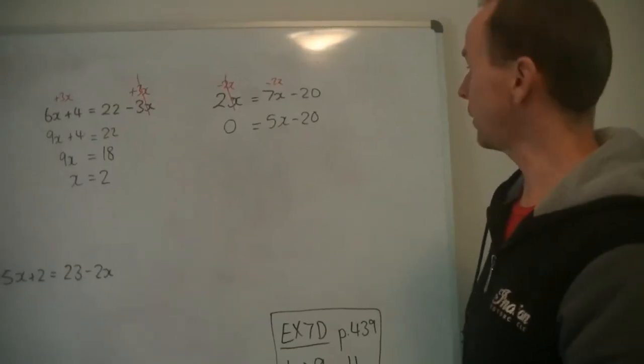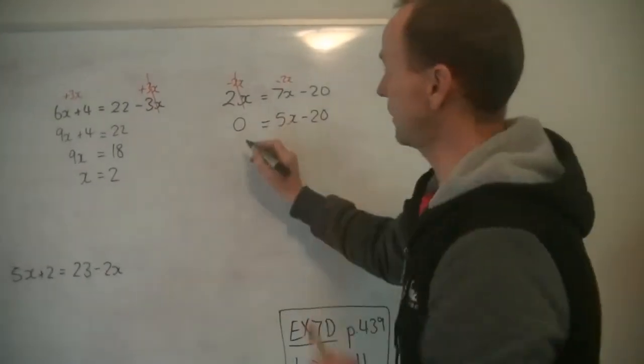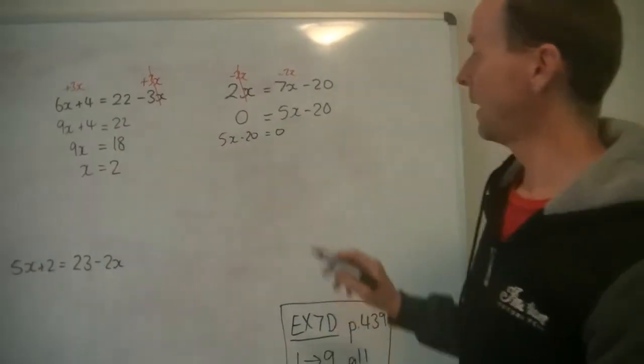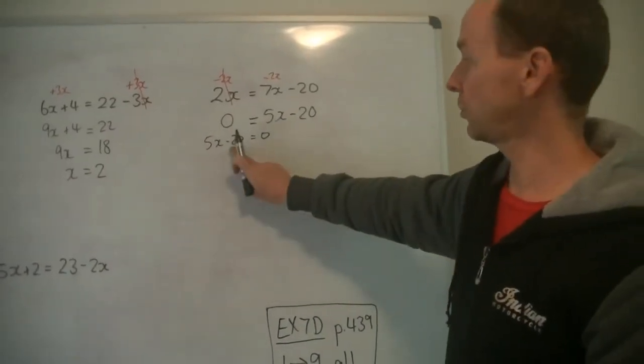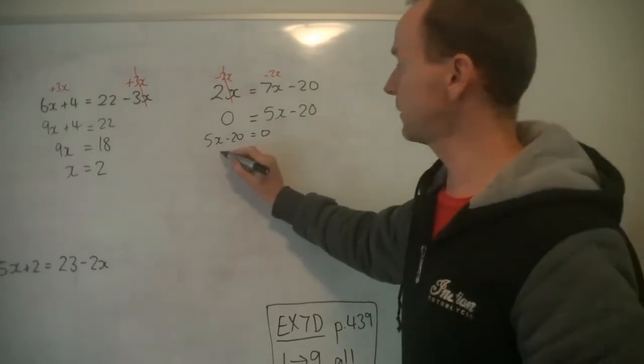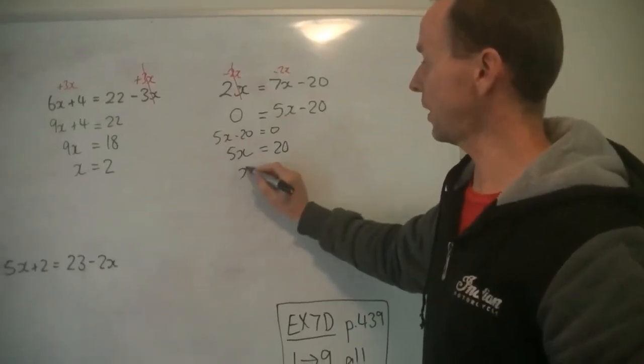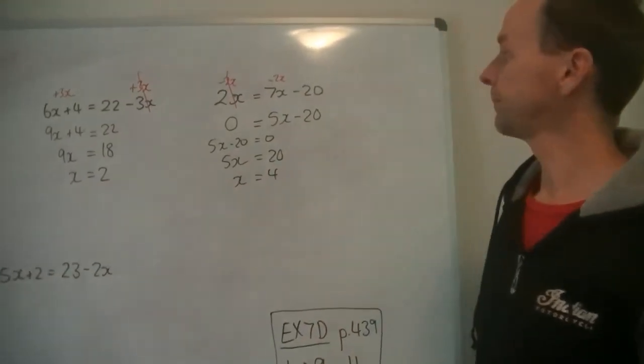Now what do we do now? I'm just going to, first step, bring it all to the left. So 5x minus 20 equals 0. Now, we just work it out like normal. Bring the plus 20 to both sides. So you get 5x equals positive 20. Divide by 5, x equals 4. There's our answer.